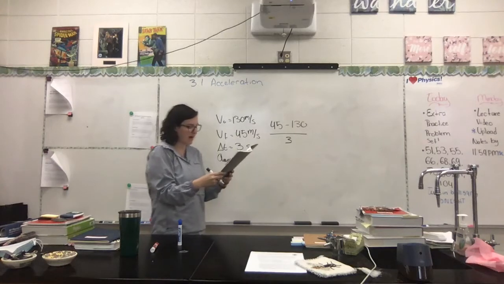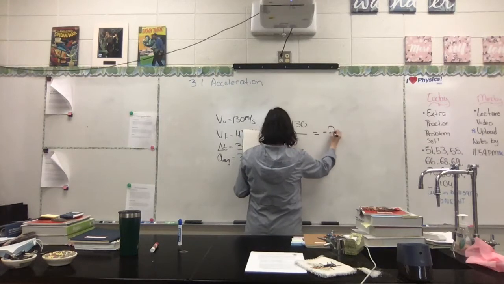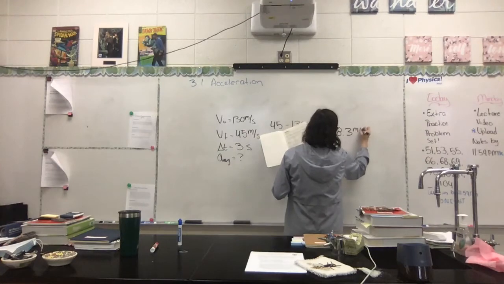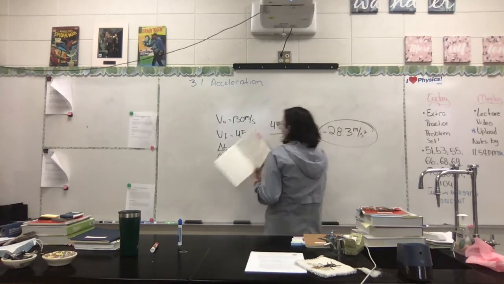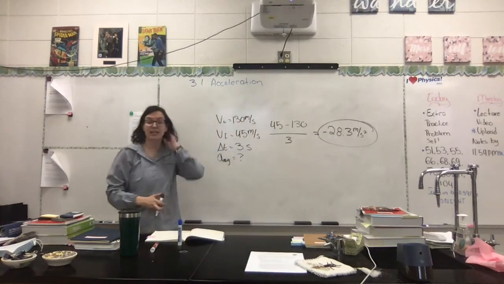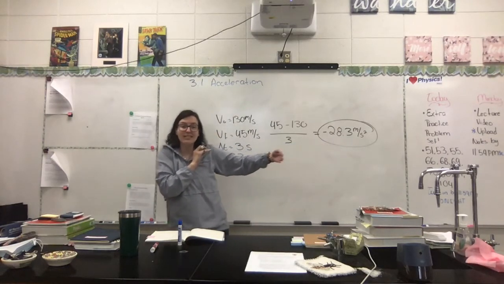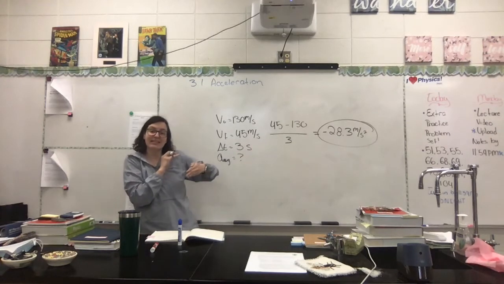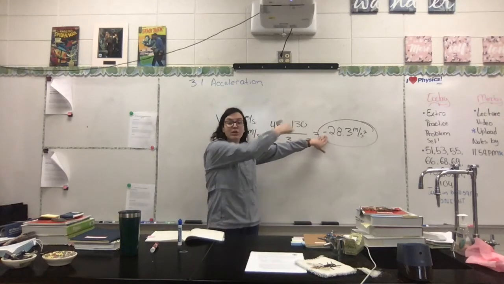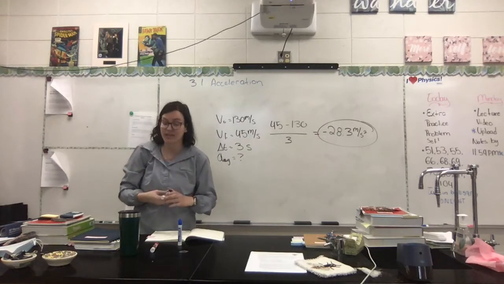So when we do 45 minus 130 divided by 3, we are going to get an acceleration of negative 28.3 meters per second squared. That is going to be our acceleration for the drag racer. You'll notice that it's negative. That's because our drag racer was going in the positive direction, and now he's getting slowed down, and it's working against him. So it's going in the opposite direction to slow him down. So that's why if we're going in a positive direction, our acceleration is now negative. So you can indeed have a negative acceleration.